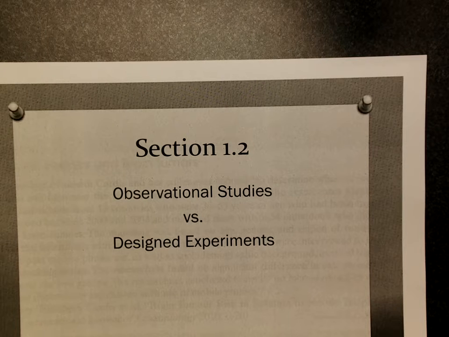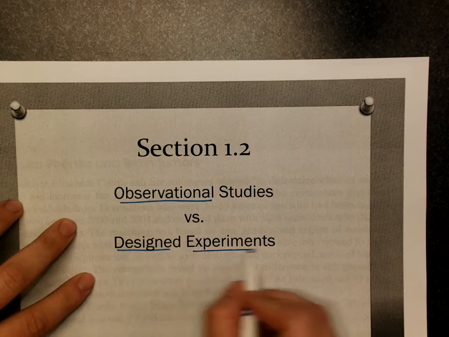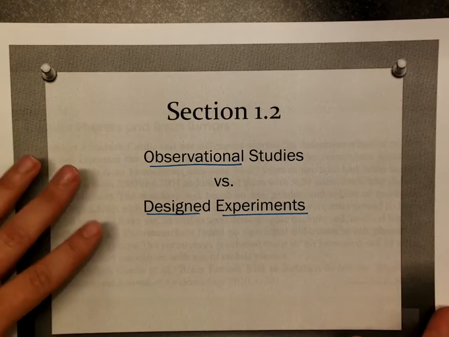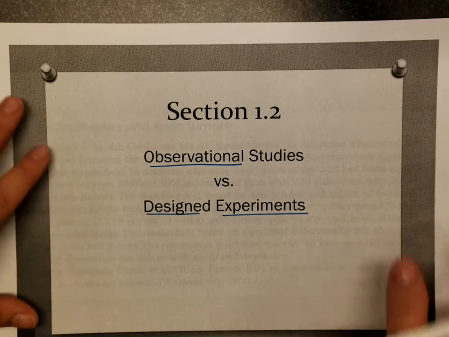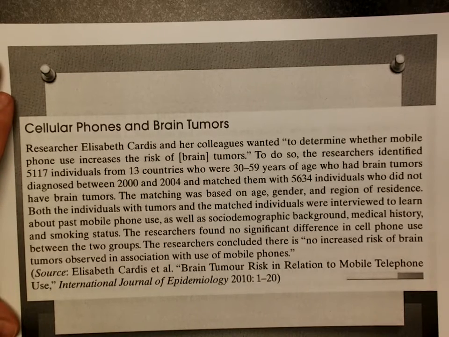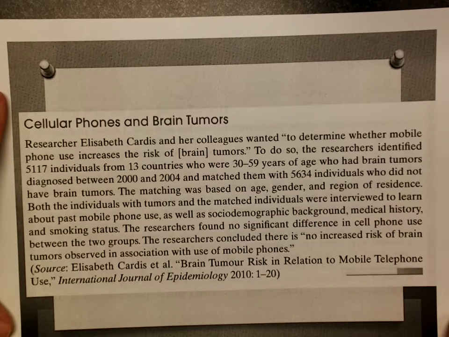So section 1.2 is about the difference between an observational study and a designed experiment. And the titles kind of give it away. It should be relatively clear. I'd like you to read through this scenario about cell phones and brain tumors. Just kind of read it to yourself. I'll give you a minute.